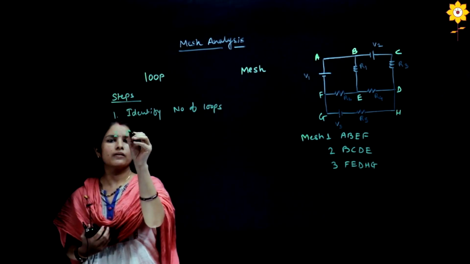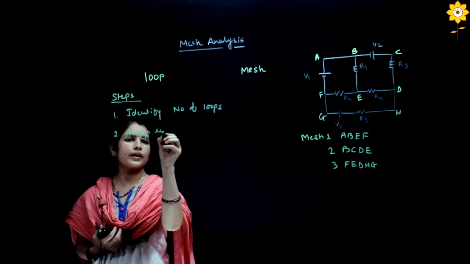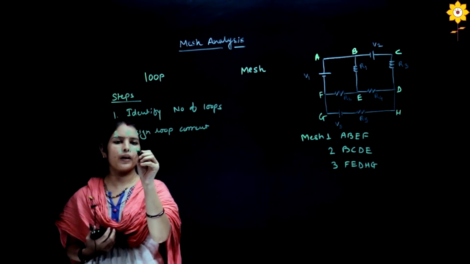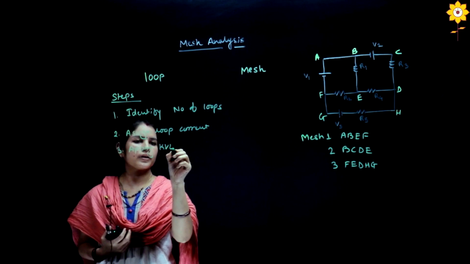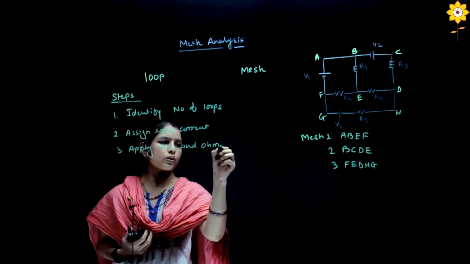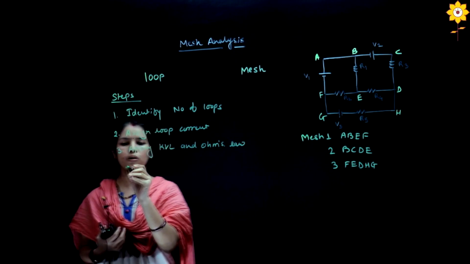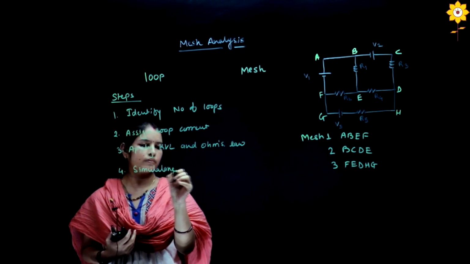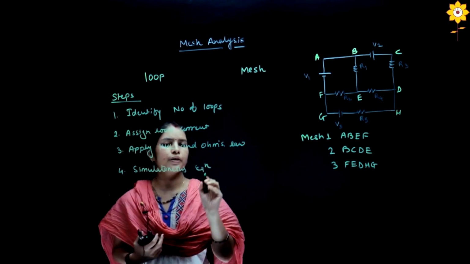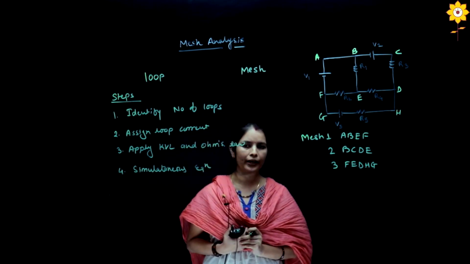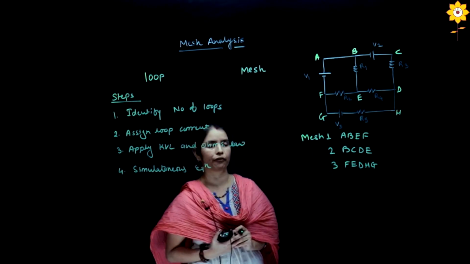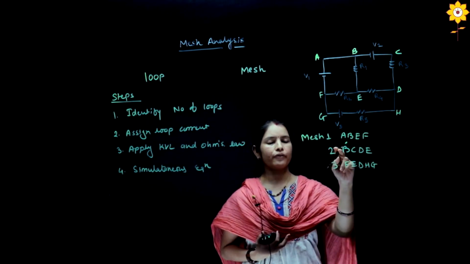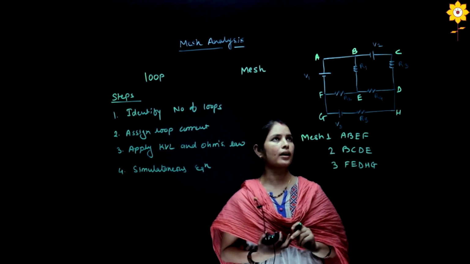Then assign loop currents, and then apply KVL and Ohm's law to solve simultaneous equations. From all these steps we will get the unknown currents. So, in the diagram, first of all we will identify the number of meshes. Here we have already identified that 3 meshes are there.